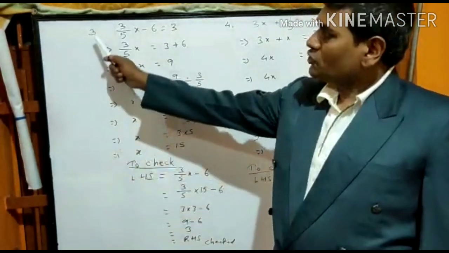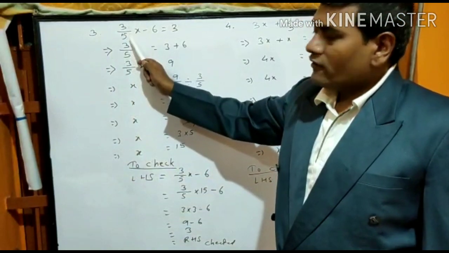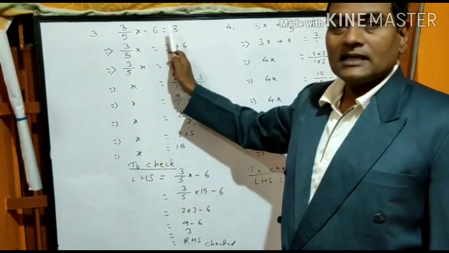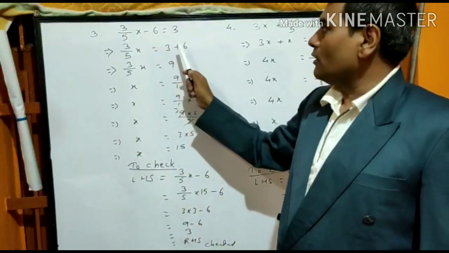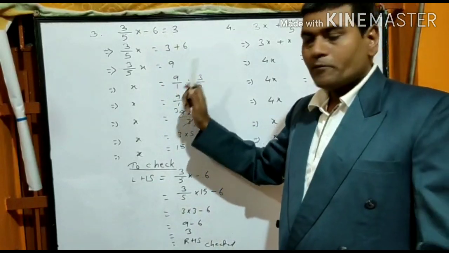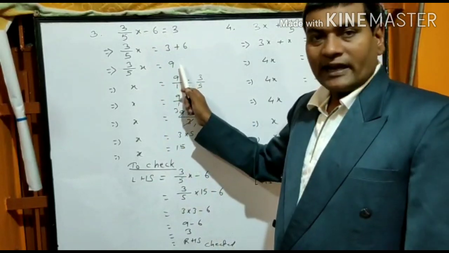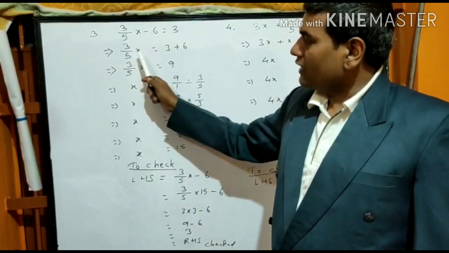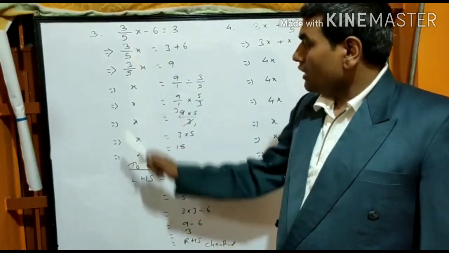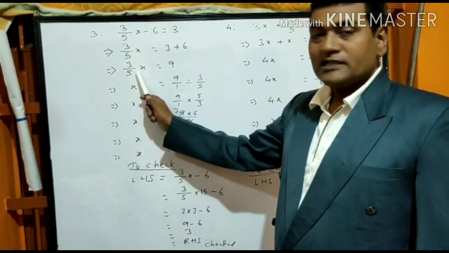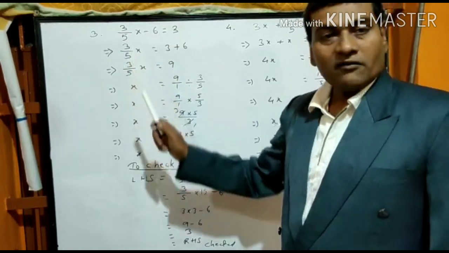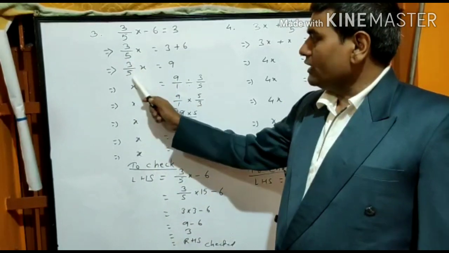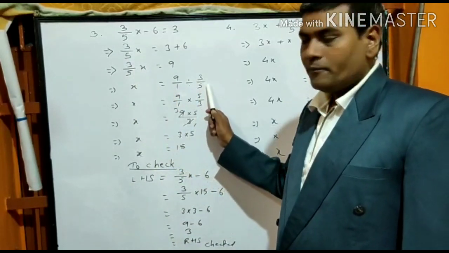So question number 3. 3 by 5x minus 6 equal 3. Minus 6 in the left hand side, it will be plus 6 to the right hand side. Now 3 plus 6 is 9. In the left hand side, we are left with 3 by 5x. 3 by 5 is multiplied by x, or x is multiplied by 3 by 5. So it will be the divisor to the right hand side.